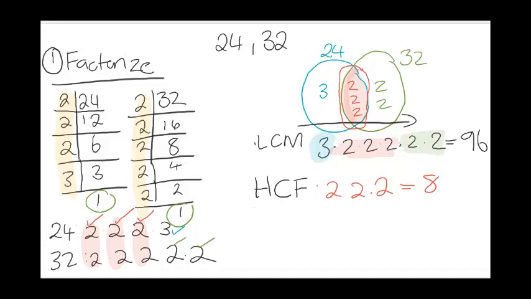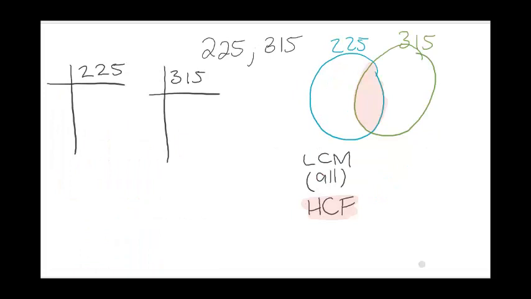Let's do another one. Let's look at the third question. The numbers 225 and 315. The first thing we're going to do is factorize. So 225, I'm going to divide by 5. 5 is a prime number, so I can use it. And I get 45. 225 divided by 5 is 45. I'm going to do 5 again, and then I get 9. 9, I'm going to divide by 3. 3 divided by 3 gives me 1.